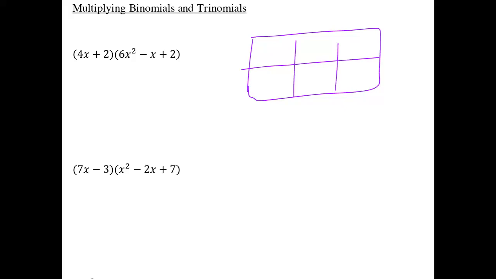But now that I've set it up like this, that obviously means the 6x squared, the negative x, and the 2 have to go along the top. And then in this case, the 4x and the 2 have to go along the side. You can't wrap the function around the corner. So 1 on the top, 1 on the side only. Now, the only difference to this multiplication is that now you have more terms to multiply. Other than that, everything else is the same for the box technique. So multiply to get in, and then add those up to get out.